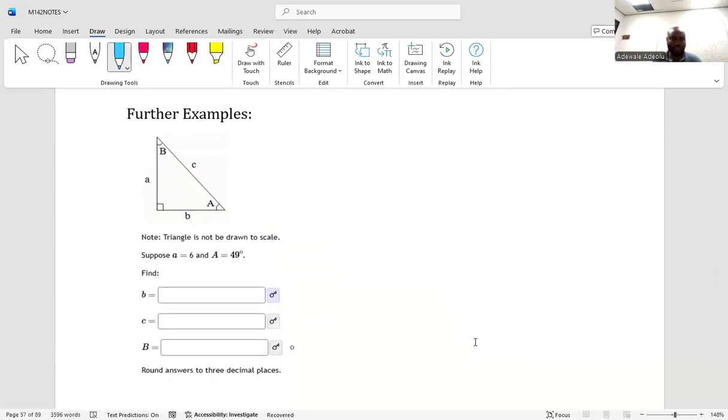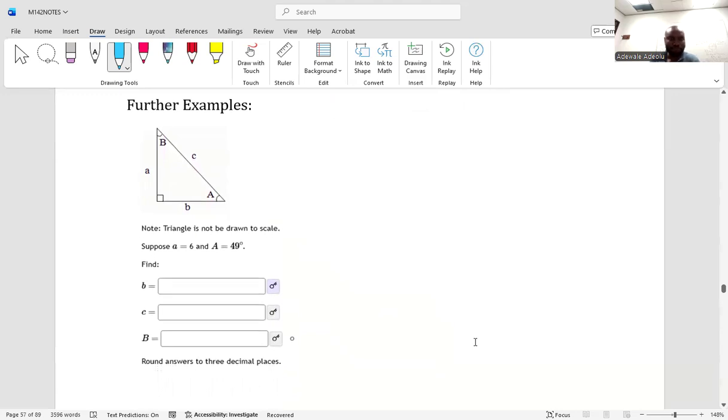Further examples, let's see. Trigonometric... I have this triangle. The triangle is not drawn to scale. Suppose A is 6, that is, this length is 6, and angle A is 49 degrees. Find length B, find length C, and find angle B. Let's do that. We have everything to do that now.